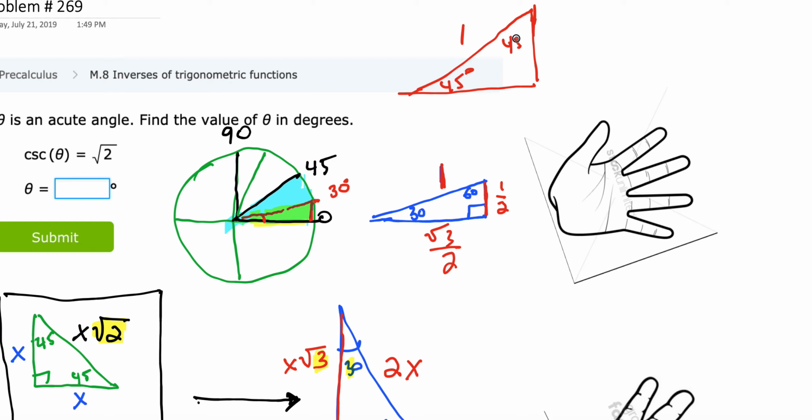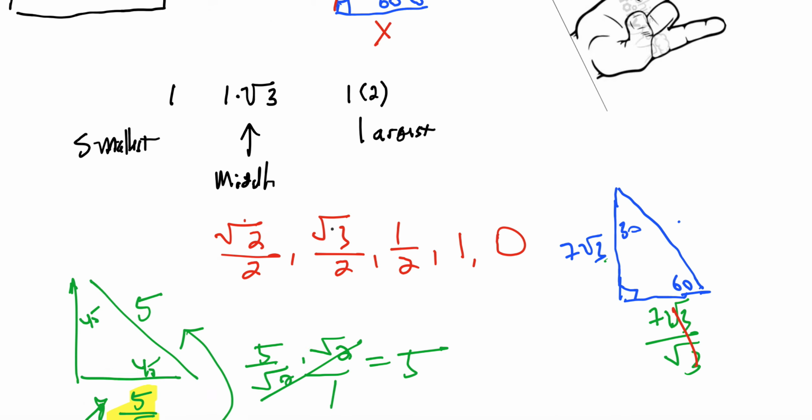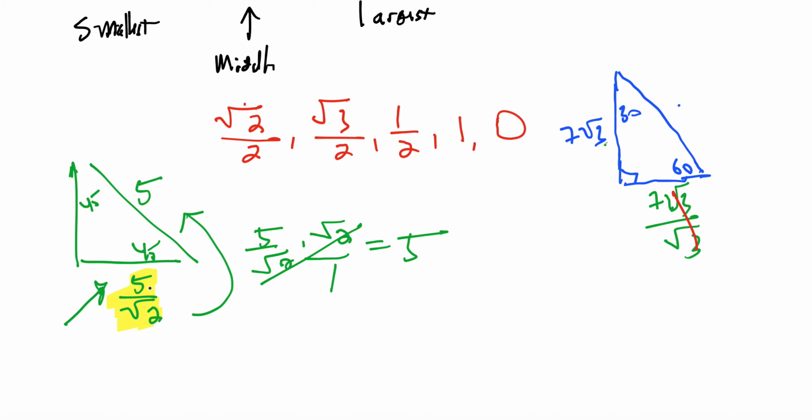Oh no, we're going from the hypotenuse to a side. Just like over here, we had to go from our hypotenuse to a side. Let's say this is 5. What's this going to be right here? 5 over root 2. Let's say this is 1. What's this over here? 1 over root 2.